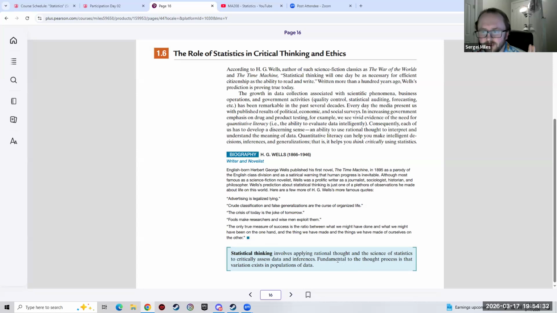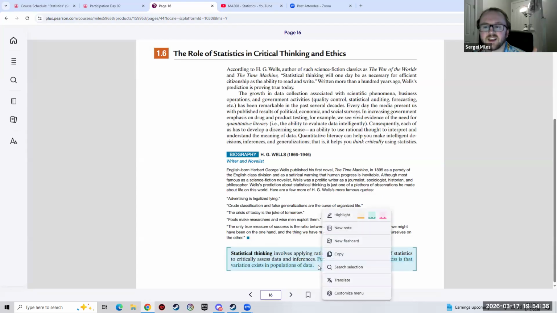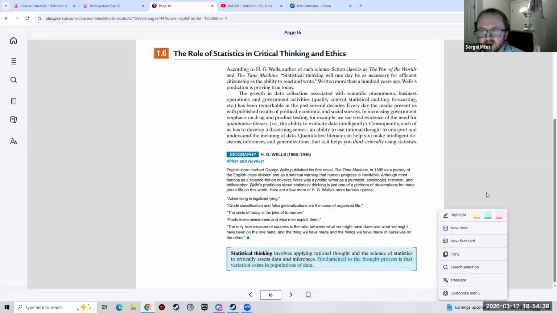Fundamental to the thought process is that variation exists in populations of data. This is just a reality of population data. Variation is natural in a population you're trying to study. I want to find out, well, how tall are Belmont Abbey students?